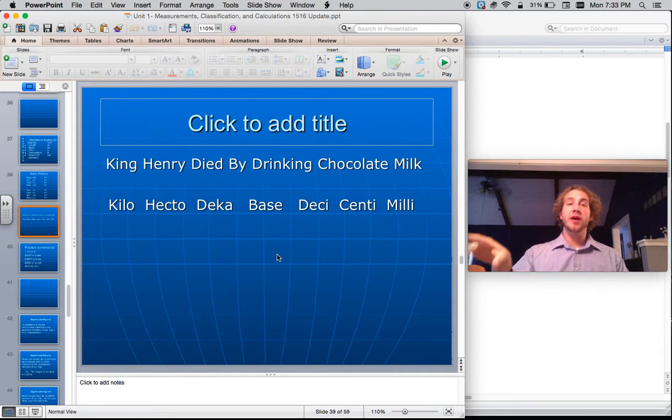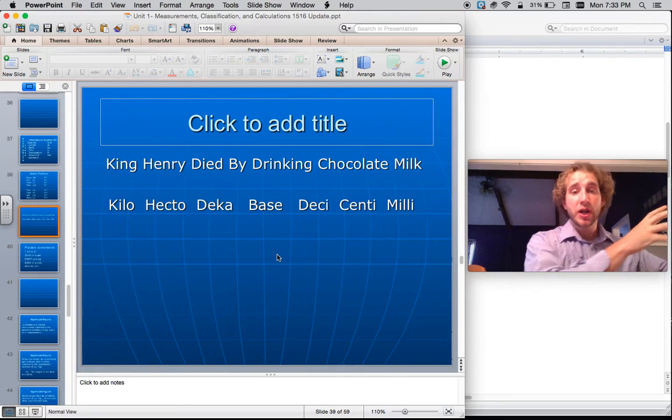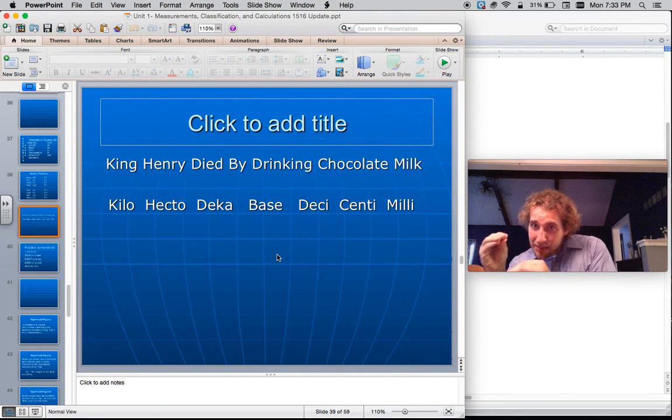So if we just use this handy little conversion factor, this little mnemonic device, this name system, we can actually skip our decimal around to change the units from a really big unit like kilometer to a really little unit like millimeter. Now it makes sense.